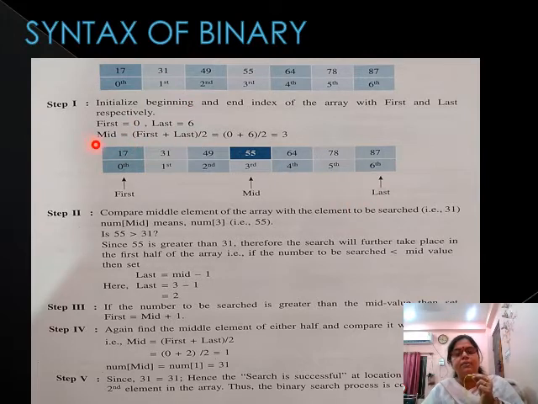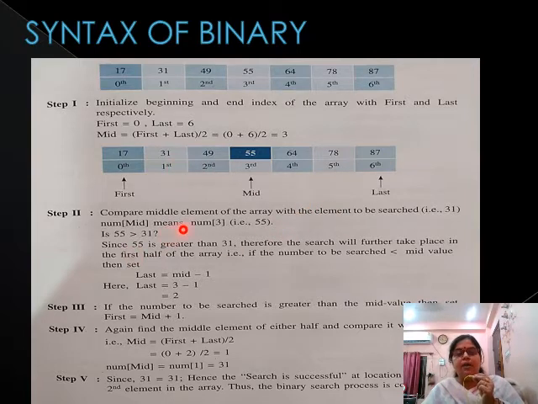The first step is to find the mid value. First plus last, divided by 2, gives us 3. It means our mid value is 3. This is the first step of binary search. You must learn it. There are other ways to find the mid number too, but this is the procedure for getting the mid number in binary search. This is your first step.